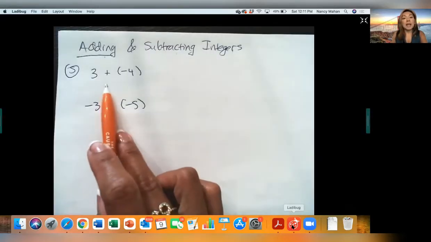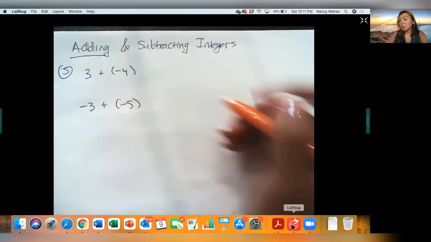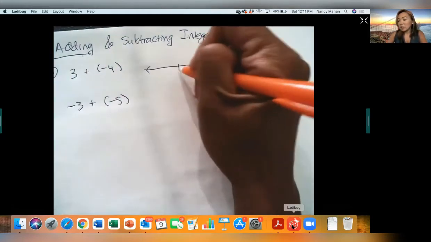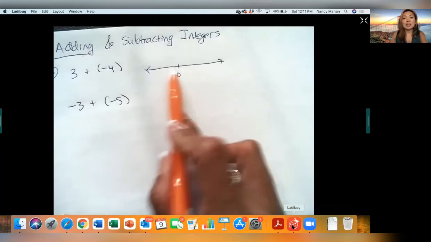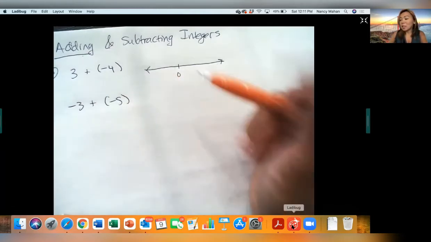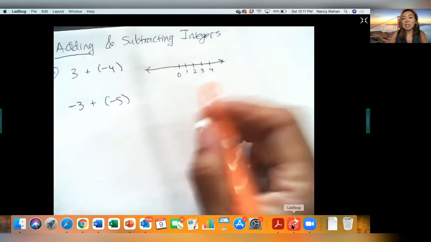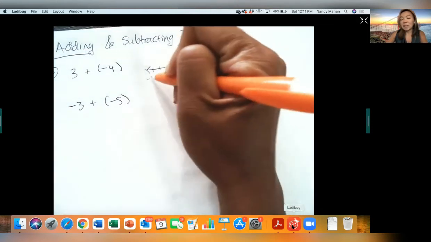When we think of adding or subtracting integers, I want you to think about the number line. So if I have a number line here, for those of you that are visual, zero is in the middle. To the right side are the positive numbers, 1, 2, 3, 4, etc. And to the left are the negative numbers, -1, -2, -3.